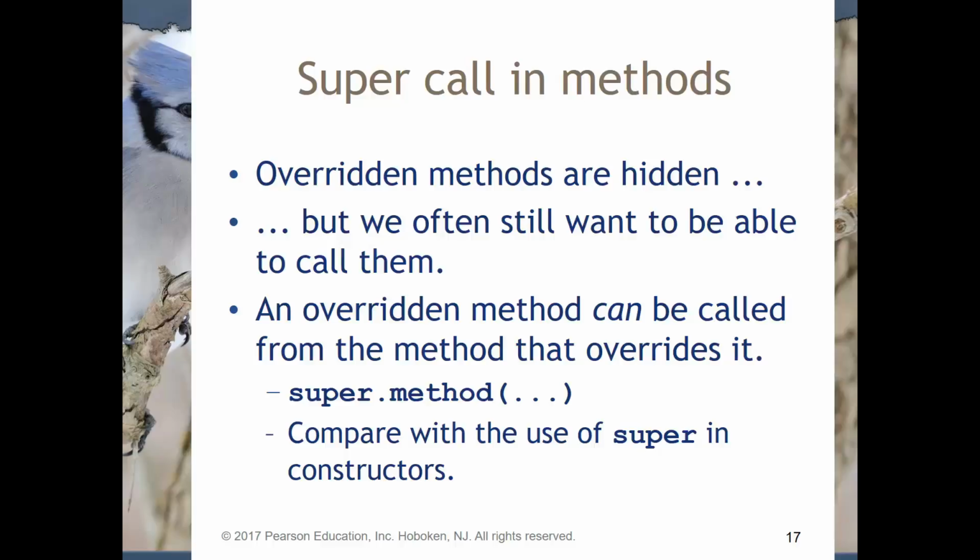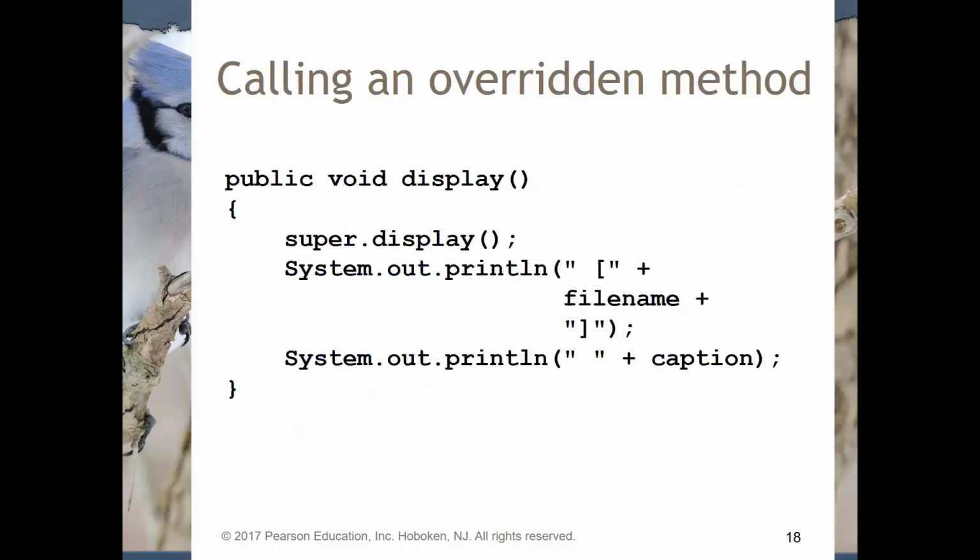Super call in methods. Overridden methods are hidden, but we often still want to be able to call them. How do you think you would do this? How did we do it before? If we want to call the constructor in the parent, we added the super, correct? So an overridden method can be called from the method that it overrides by simply doing super.method. Compare the use of super and constructors. Much the same. Public void display. Super.display is calling up into the parent, and then we go ahead and add the remaining stuff. Keep in mind that it's going to do everything there first, then these.